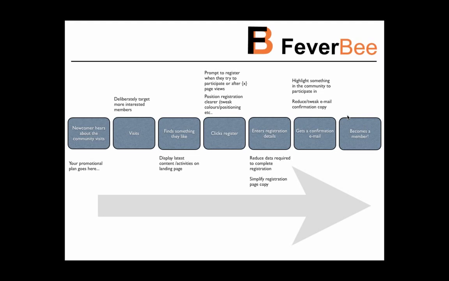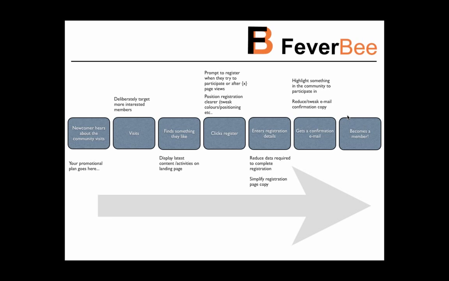If we're finding that people aren't finding something that they like, it makes a lot of sense to target the type of members that are going to be most interested. Focus on attracting fewer people to the platform, but only those that have a strong relevancy to the concept of the community. Another thing we can do if they're not finding something that they like is to make sure that the latest content and activity is displayed prominently on the landing page of that community. Make sure that it's above the fold and occupies the most important places.